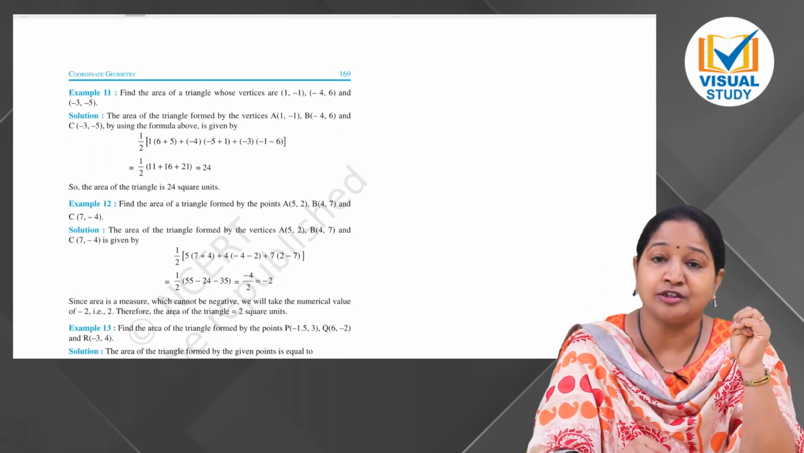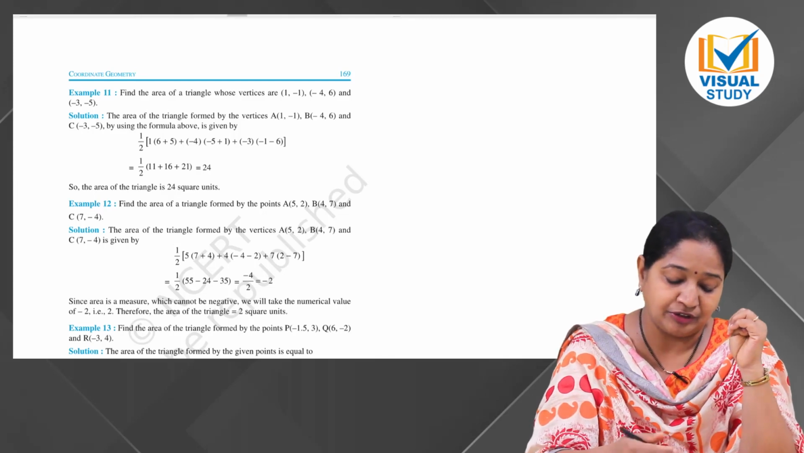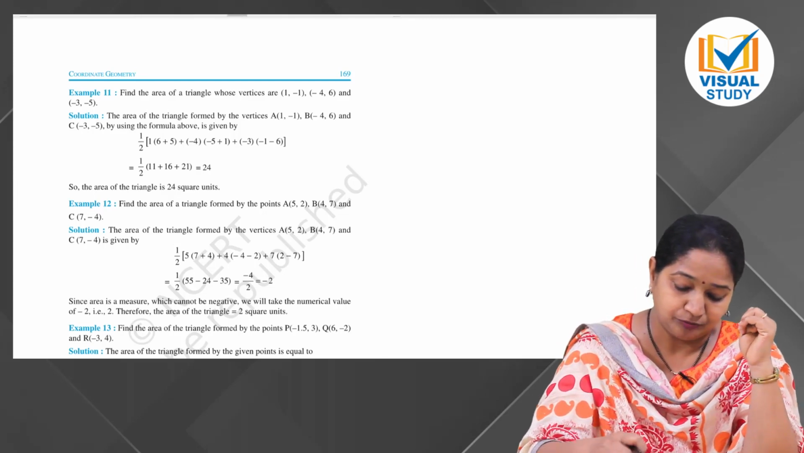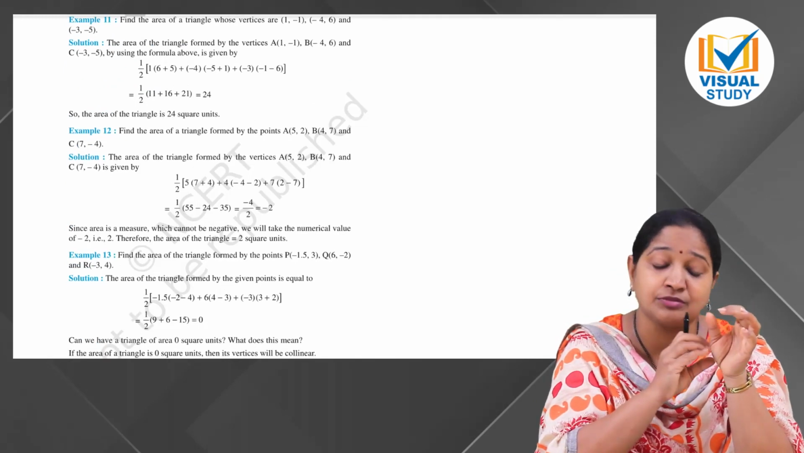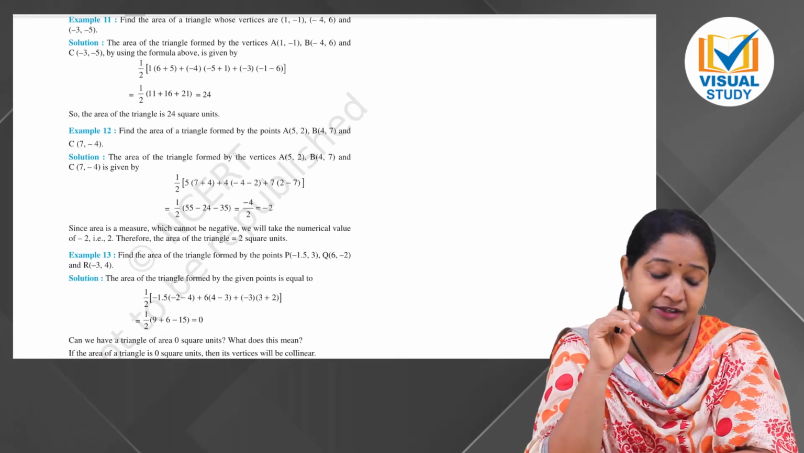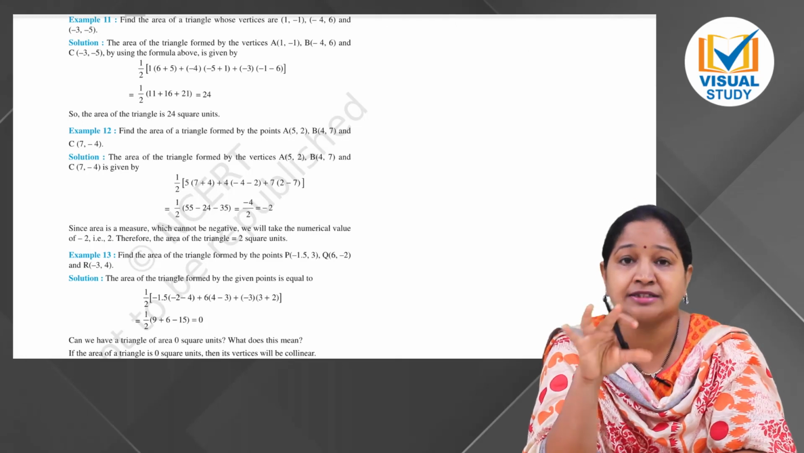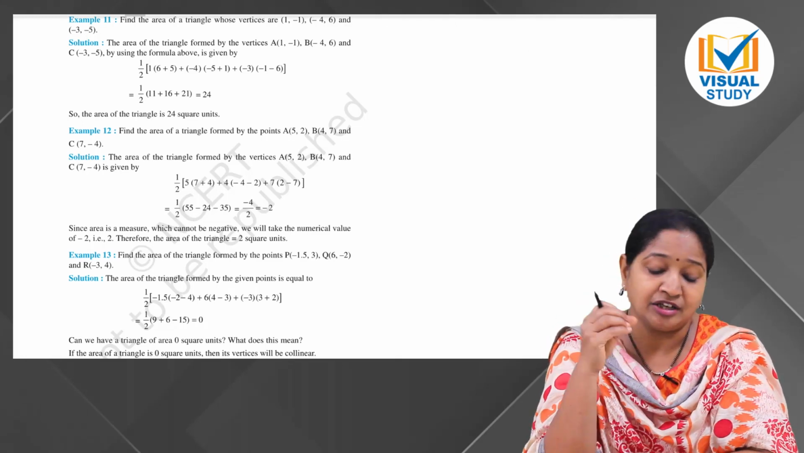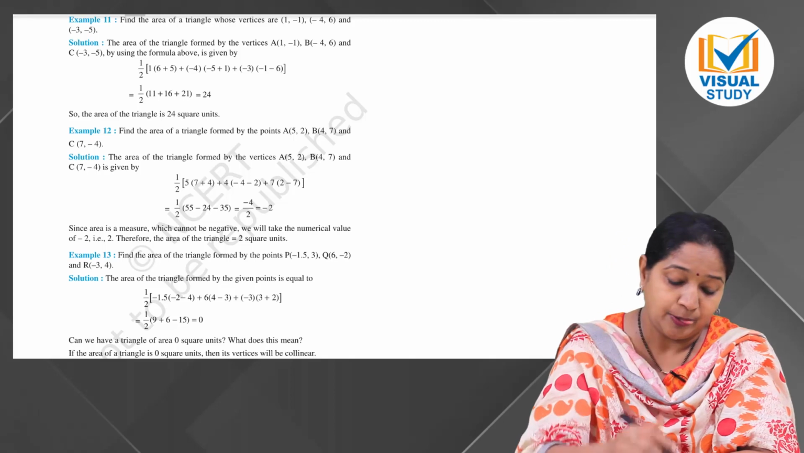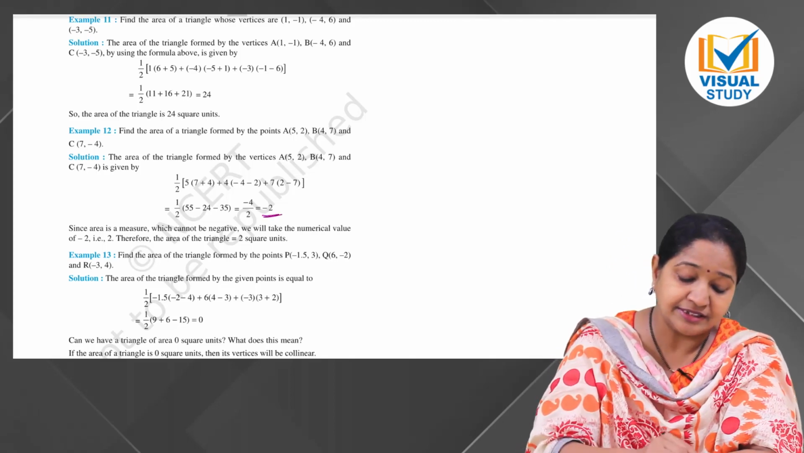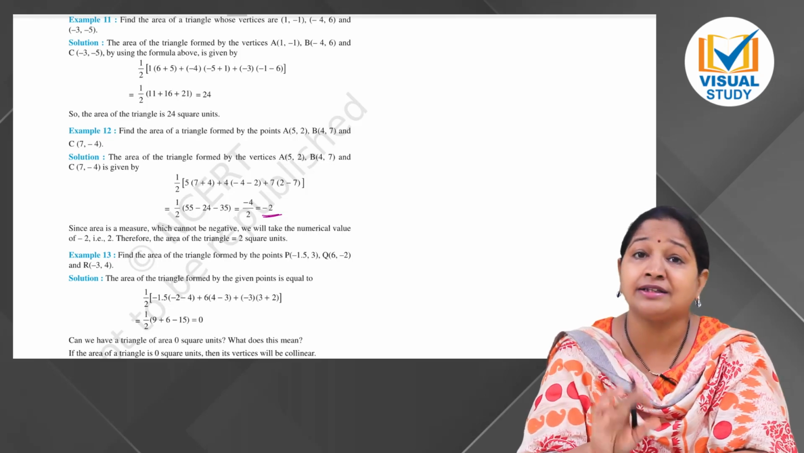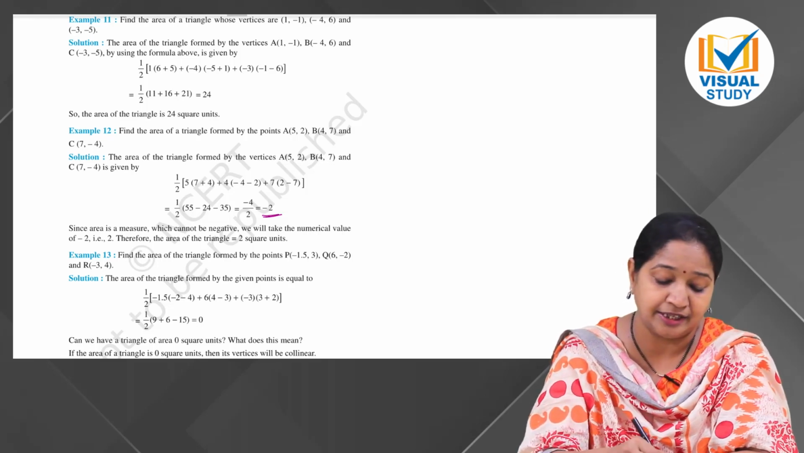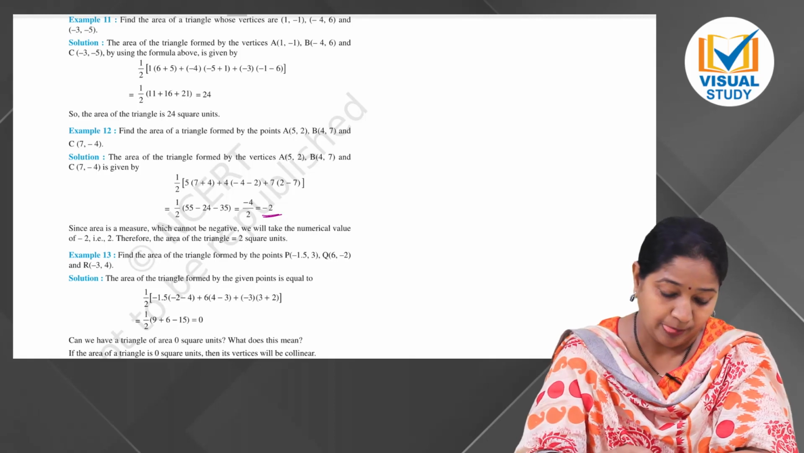Find the area of the triangle whose vertices are given and you can find it in the same manner. In some sums, if we get the minus sign, where they have asked us to find the area of the triangle and given the vertices A, B, C, then since area cannot be negative, we will take the minus sign as a positive sign and the area will be positive.